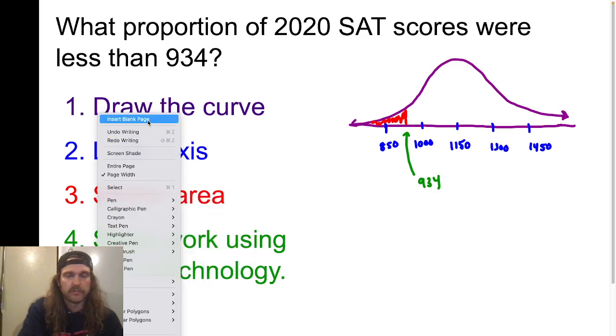Insert blank page. Boom. All right, let's do this so it's not so laggy. So this is how we do this math. Let's keep that picture in our brain. It's really quite simple. So the first way to do it, this is the hard way, by hand.